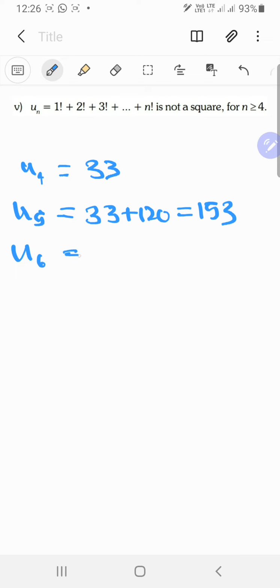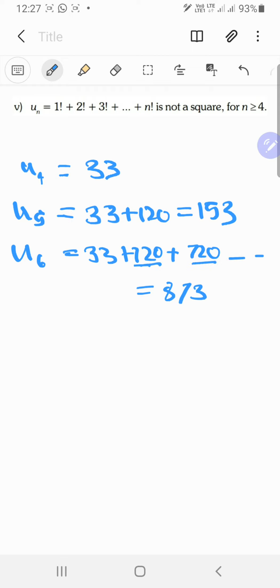What will be u6? u6 will be 153 plus 5 factorial into 6, which is 720, which turns out to be the same thing as adding 720 to this. So 3 and 7 and 8 and so on. One thing which you notice is that you will always get a multiple of 10 from now onwards, which means that you are always going to have the units place being 3. But unfortunately or fortunately, no square actually has the units place as 3.